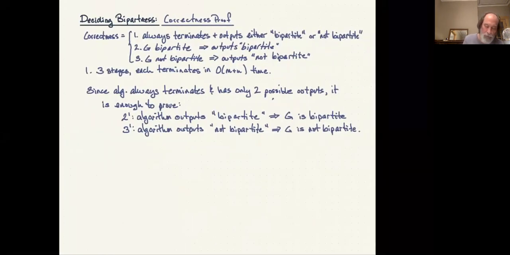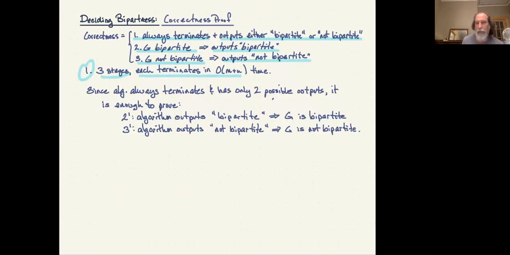Okay, what about correctness of this algorithm? For correctness, what would we want to do? I suggest three things. It always terminates. And when it terminates, it outputs either bipartite or not bipartite. And then if G is bipartite, it outputs that it is. And if G is non-bipartite, it outputs that it's not. So for one, that's easy because we have three stages in the algorithm. Each takes time O of n plus m and stops. And at the end, it outputs either bipartite or not bipartite based on a simple condition.